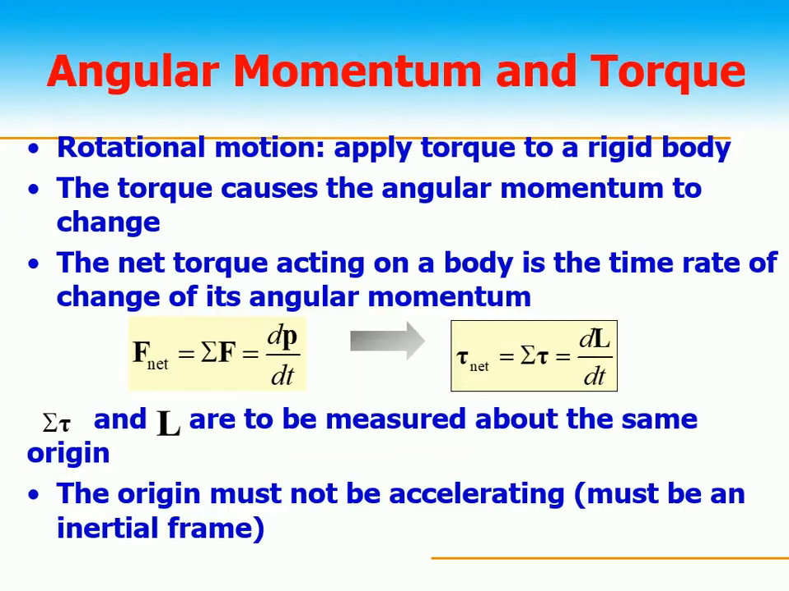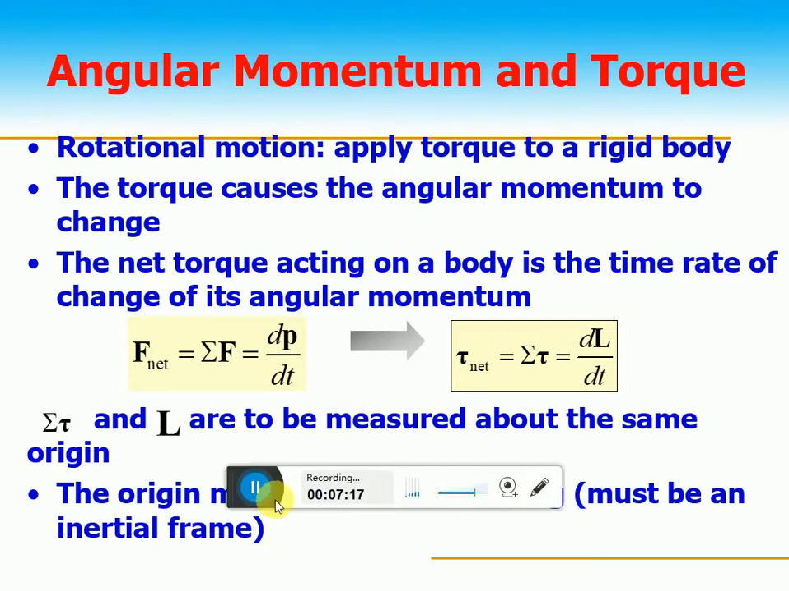Similarly here, the time rate of change of angular momentum, dL by dt, is called torque. Torque and angular momentum are both calculated in the same units. So it's very simple. The rate of change of linear momentum is called force and the rate of change of angular momentum is called torque. The unit of torque is newton meter and the unit of angular momentum is also newton meter.